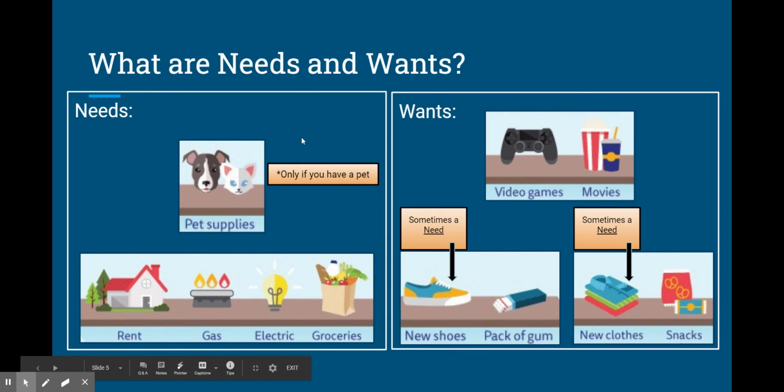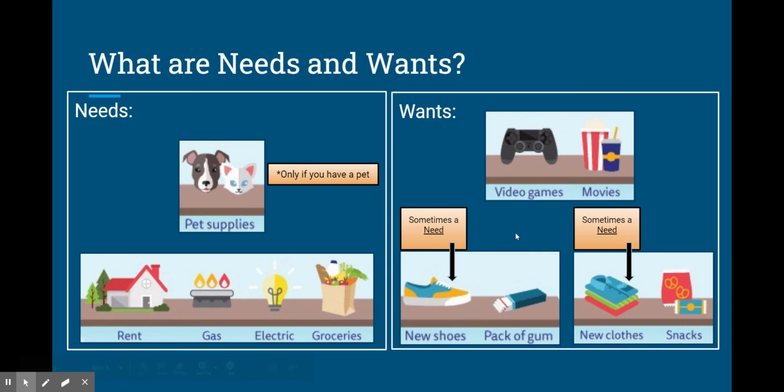Here are just some examples of our needs and wants. So, rent, like our house or our apartment, gas and electricity for that house. You need heat or lights. And we also need to buy food. Okay, just some examples of our needs.